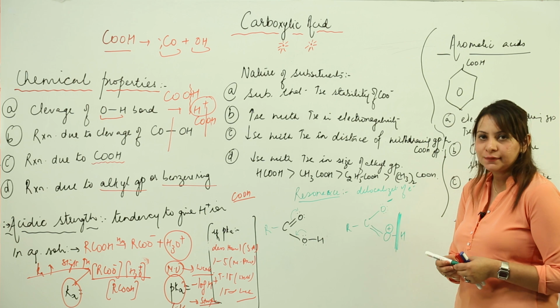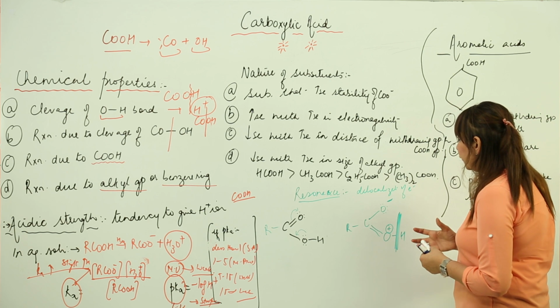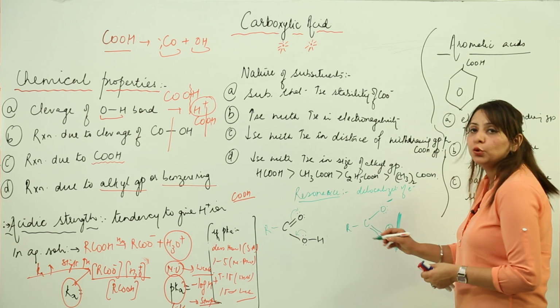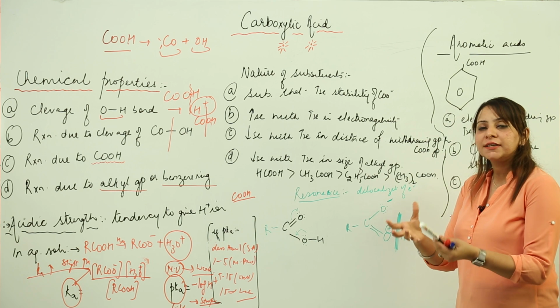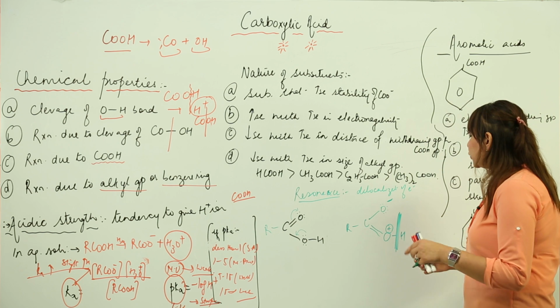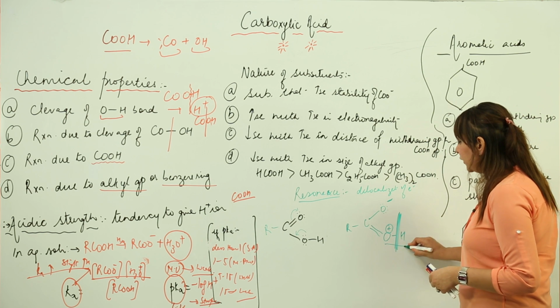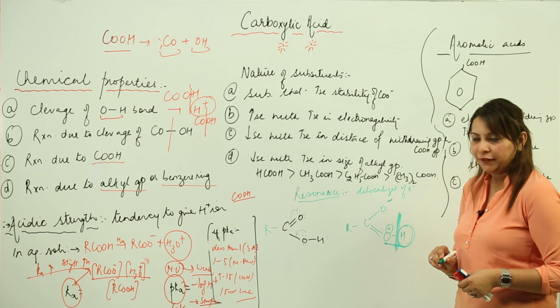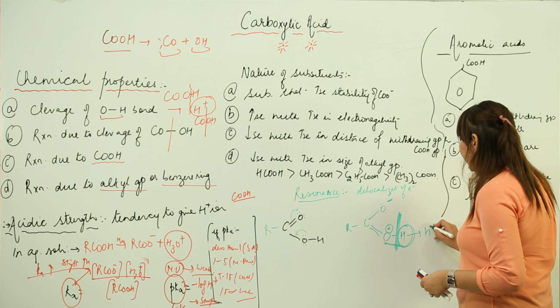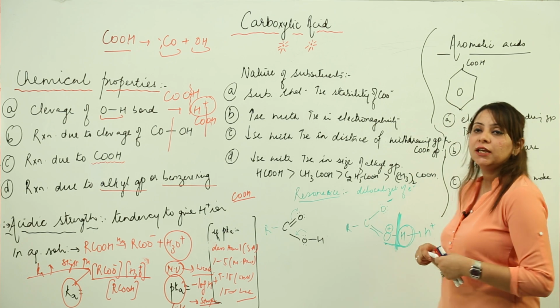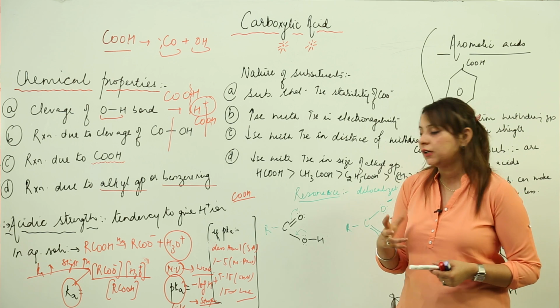Whenever there is a withdrawal, because it is a positive charge, it must be attracting the shared pair more towards itself. As it attracts the shared pair more toward itself in order to stabilize the positive charge, this hydrogen becomes deprived of the electron pair, and the release of hydrogen ion becomes possible.